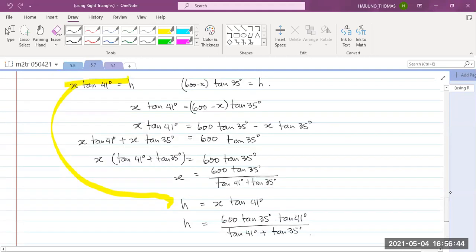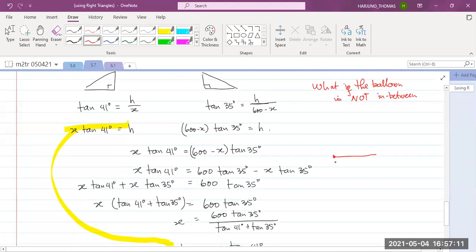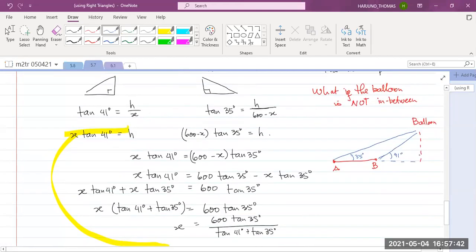The variation of this question that you can try working on: what if the balloon is not in between? So it looks like this. A and B are here. And the balloon is here. Who is 35? Who is 41? The B is 41. Yeah, that's right. So this is 41 degrees, and this is 35 degrees. This is the h. This is 600. Let's call this x.